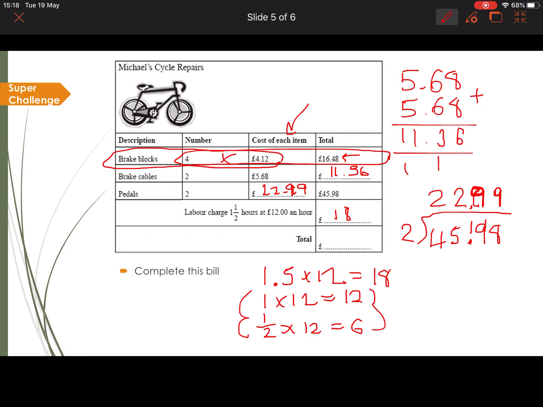For the total, we just need to add all numbers in the total column. So that means £16.48, £11.36, £45.98, and £18.